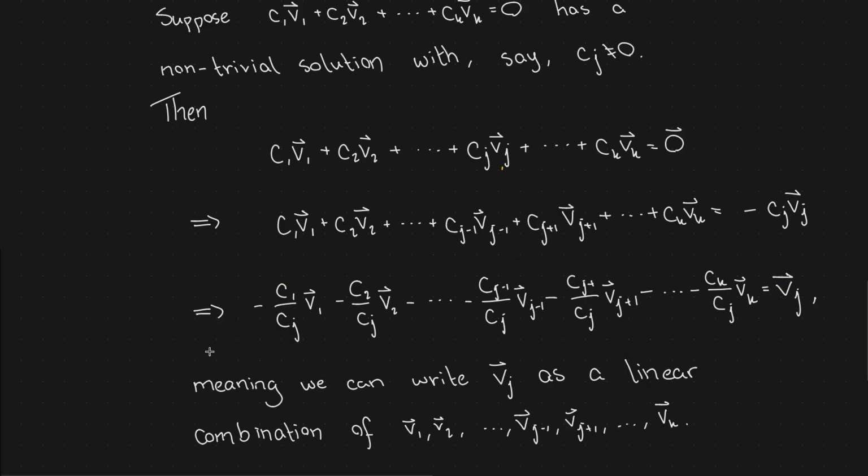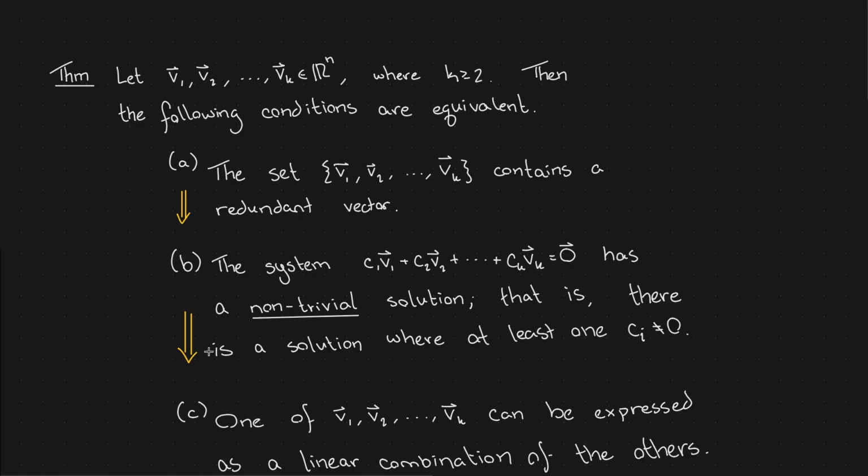We're almost done. We have one more part to go. Okay? We've shown that if A is true, then B is true. And if B is true, we've shown that C is true. What we want to do now is go back around and show that if C is true, then A is true. And that will kind of complete the cycle here.